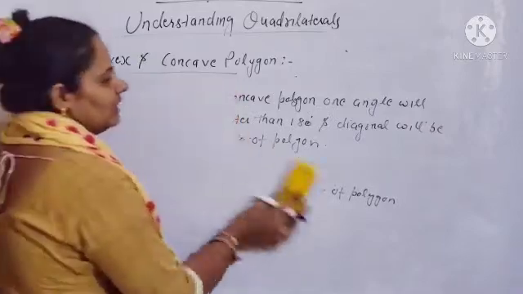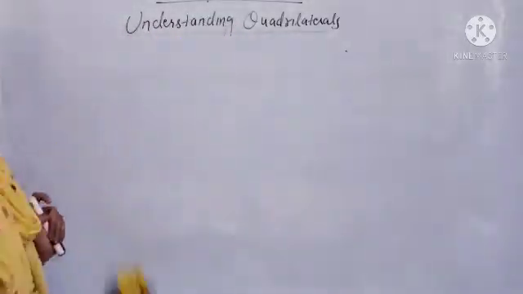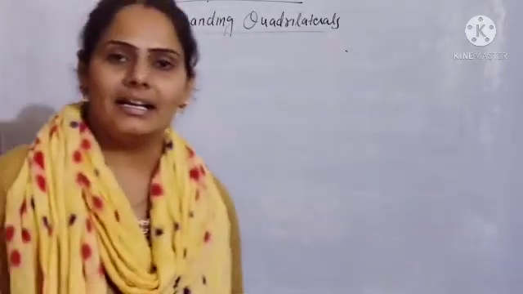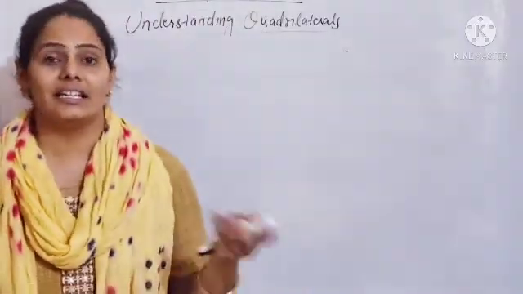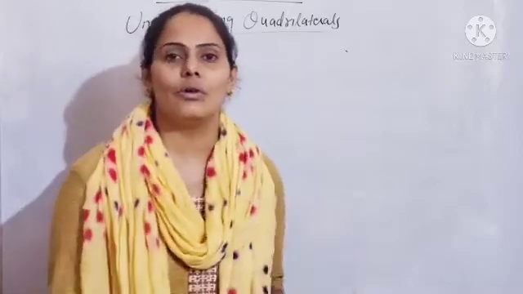So convex and concave, clear? Convex, all the angles will be less than 180 and diagonals will be inside of the polygon. Concave, if any one angle measure is greater than 180 and any diagonal is outside the polygon, you can see it will be a concave polygon.